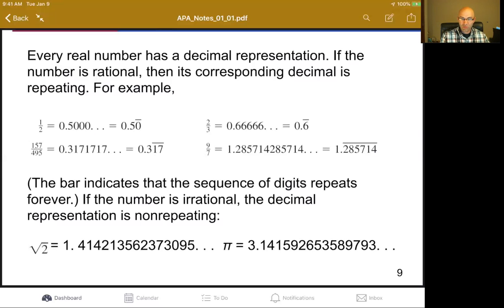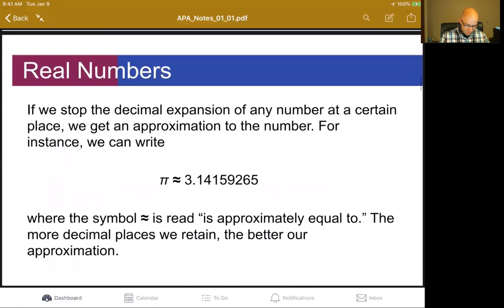Now, an irrational number is non-repeating. It goes forever and it never repeats. So you can see the examples below, square root of 2 and pi. Those are two examples of irrational numbers.